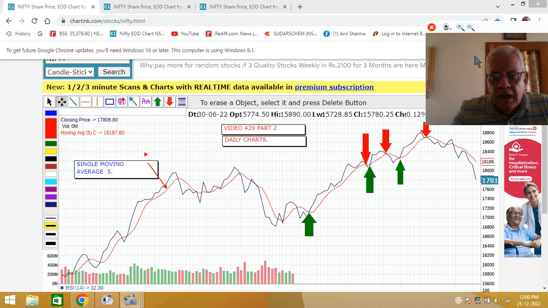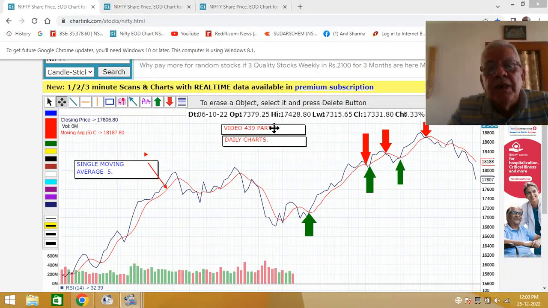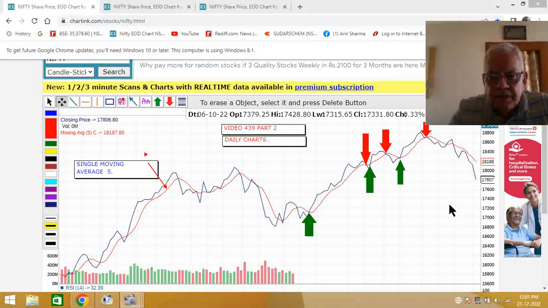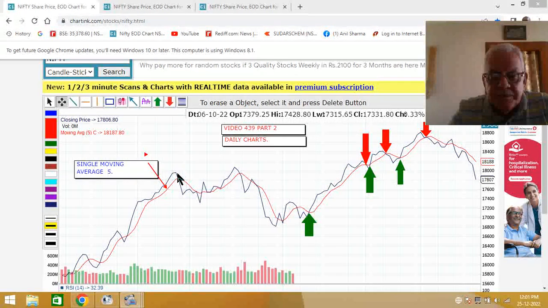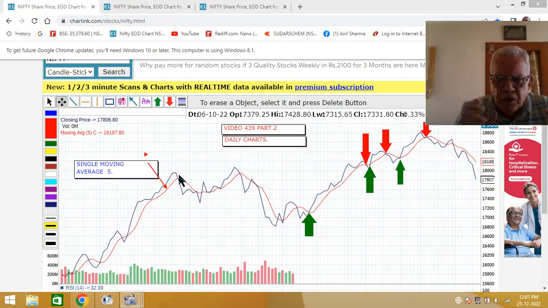First of all, let me show you here that it is video 439 part 2, and whatever we are doing here is on the daily charts. Okay friends, this red line is a moving average of 5, and the blue line is the price line, that is the price of the share. And friends, this is on daily charts and on line chart. Line chart means we have candlestick chart and we have line chart.